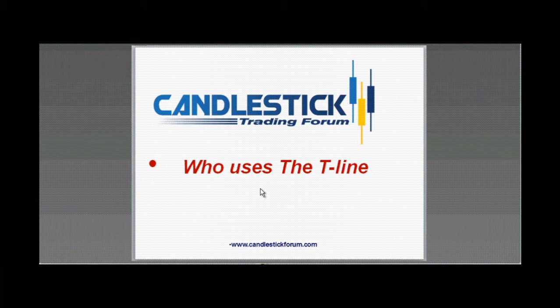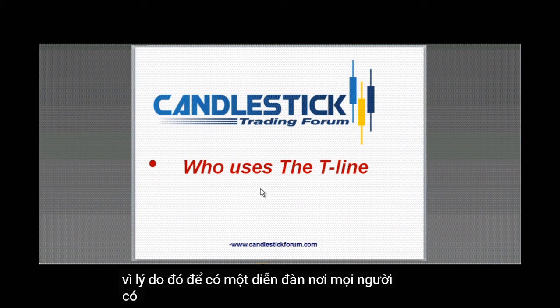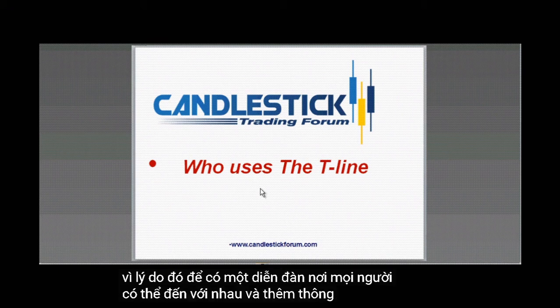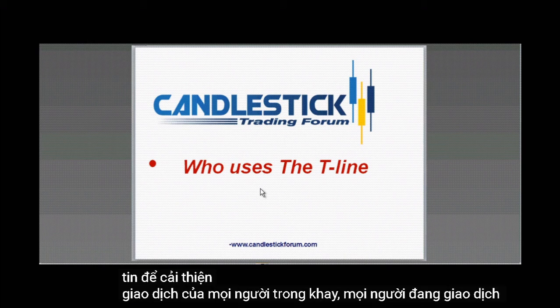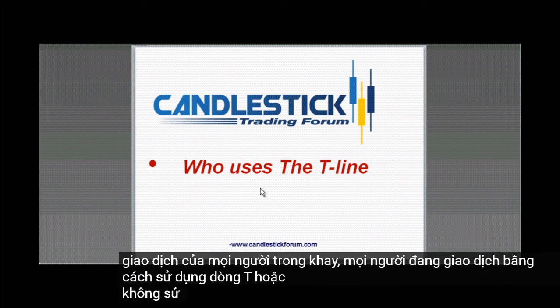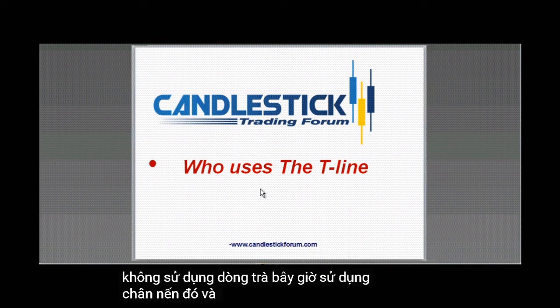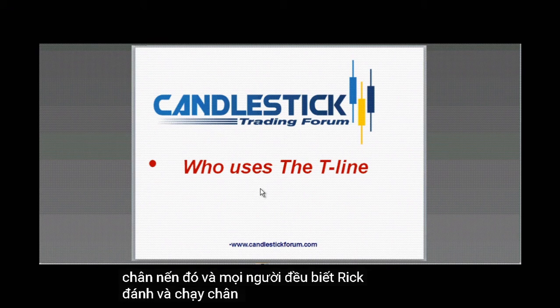Kind of the history of the T-line was a few years back. One of the major reasons for setting up the Candlestick Forum was exactly for that reason, to have a forum where people could come together and add information that would improve everybody's trading using the T-line, or not using the T-line now, using candlesticks. And everybody knows Rick, Hit and Run Candlesticks.